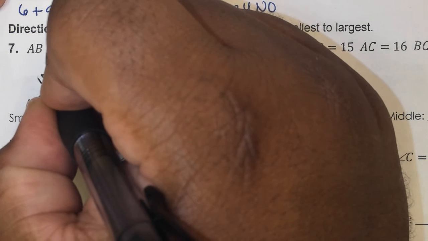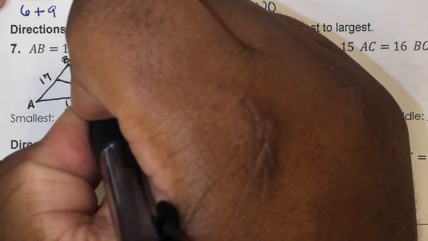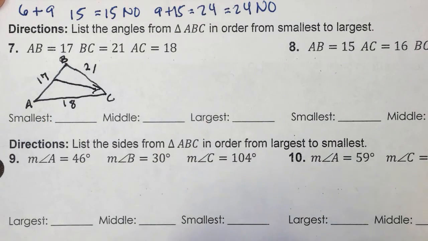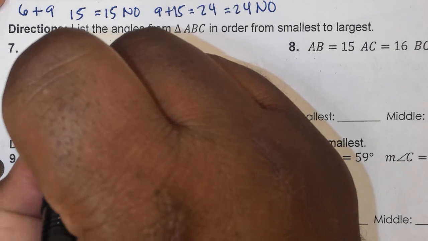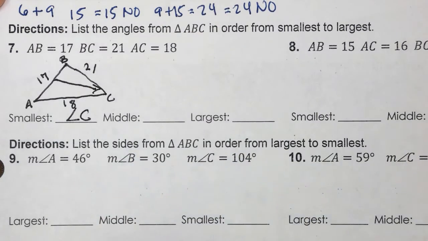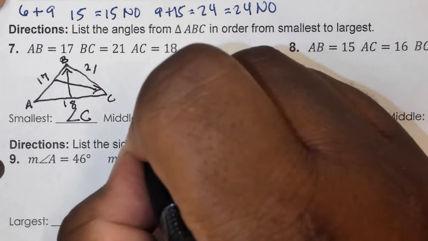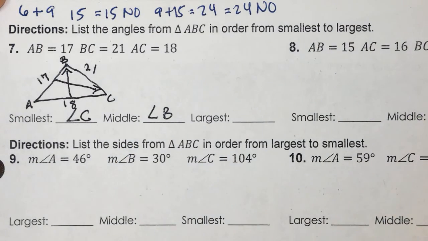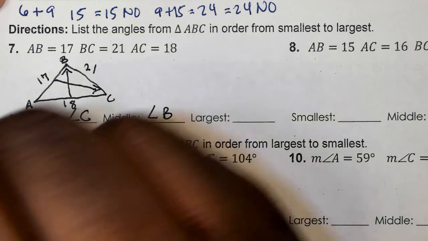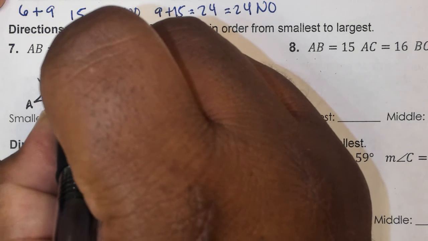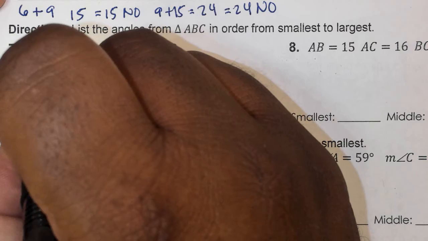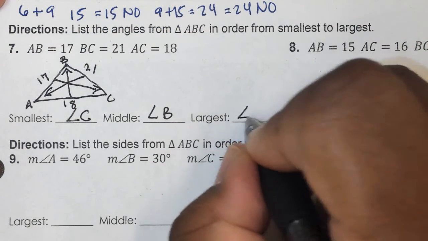17. I'm gonna draw an arrow across from that. That's gonna land me at angle C. Angle C would be my smallest angle. So my smallest angle is angle C. And then the middle side is 18. Go across from that, angle B. And then my largest side is BC with 21 on it. Across from that, angle A.